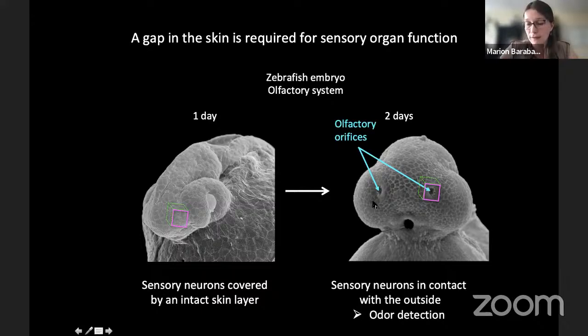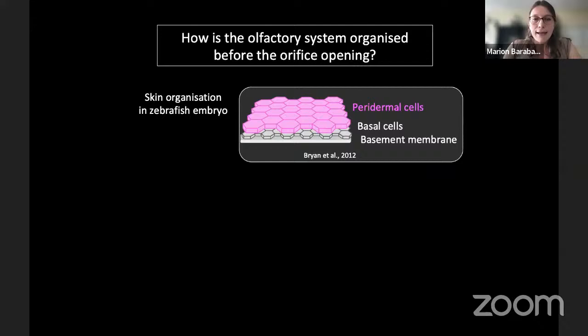So my project is to look at the cellular and molecular events that occur for the formation of this orifice. First, I would like to describe the system, because it was not well described previously, by looking at the stage before the orifice opening: how this system is organized.